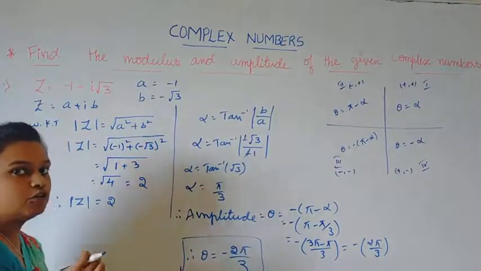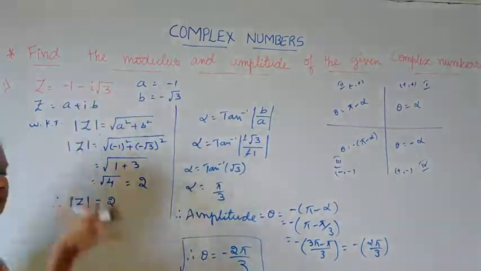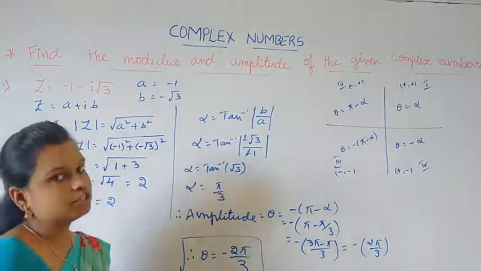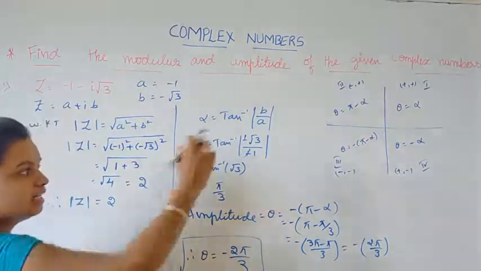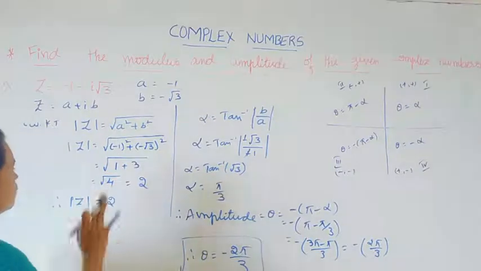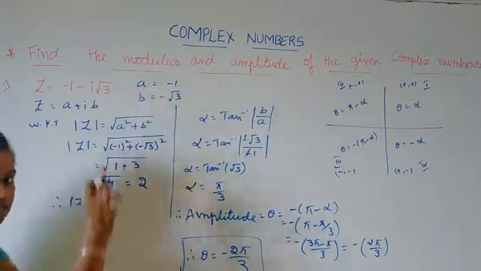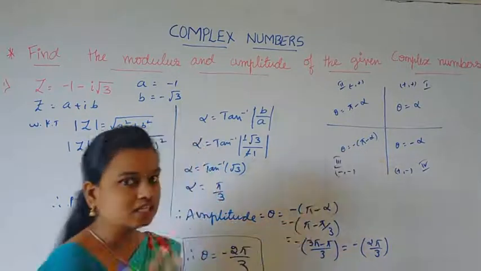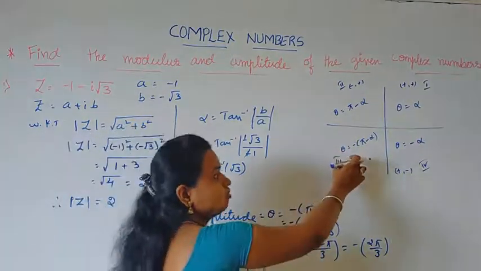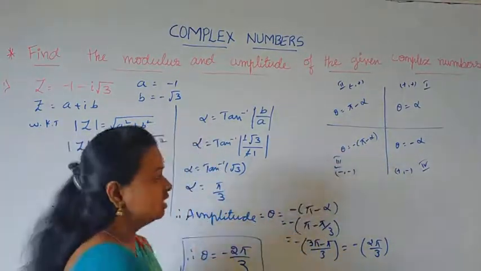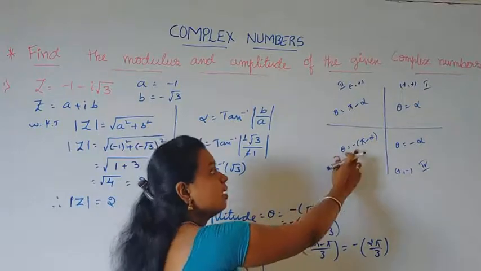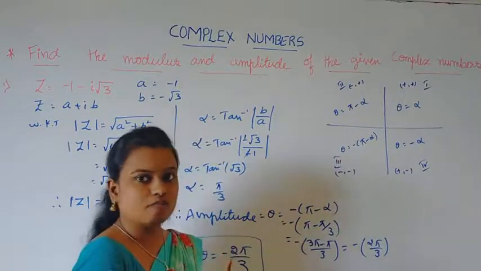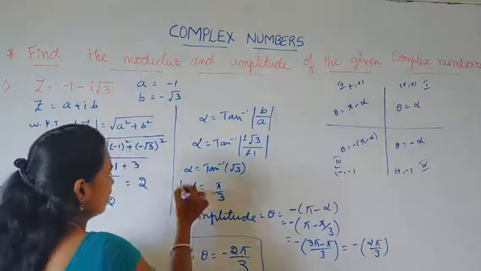After that you have to observe which quadrant the given complex number lies in. For this problem, both are negative, so minus minus means the given complex number lies in the third quadrant. If the given complex number lies in the third quadrant, then the argument becomes what? Minus of pi minus alpha. So here we get the value of alpha.